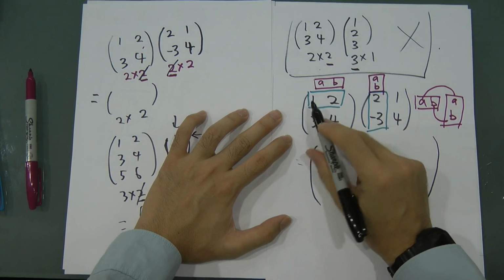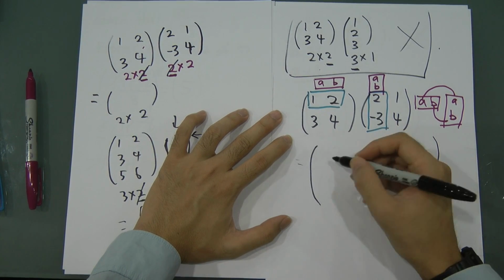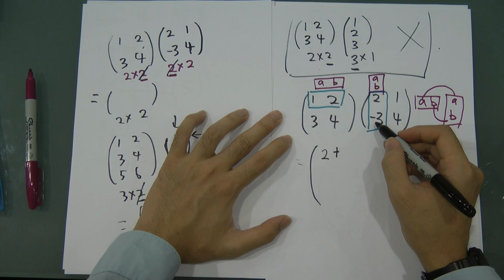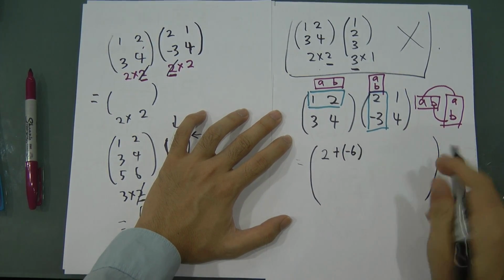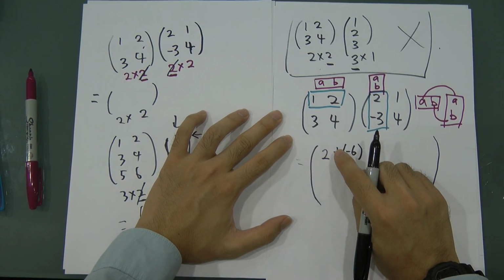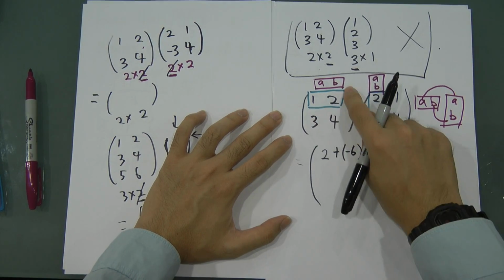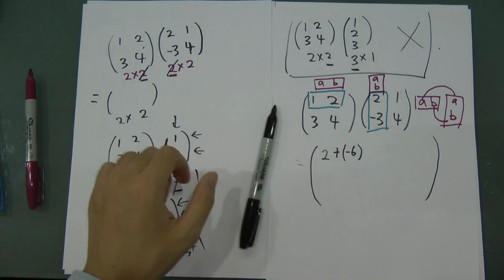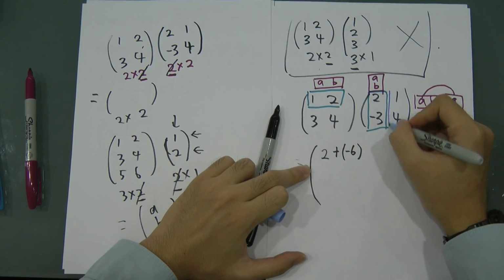Okay, therefore, 1 multiple 2, I will get 2. Plus 2 multiple negative 3, I got negative 6. Then I got the first one. Okay, this combination will give me the first one, and then this combination will give me the second one. So I'm going to use other color. Now the second combination.